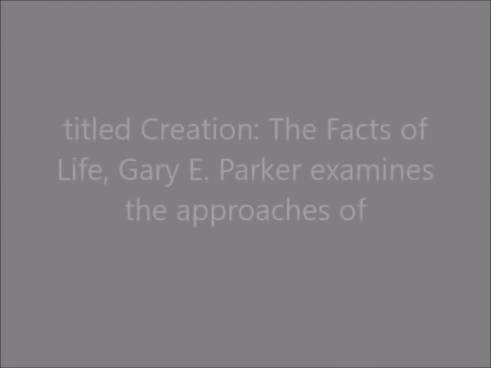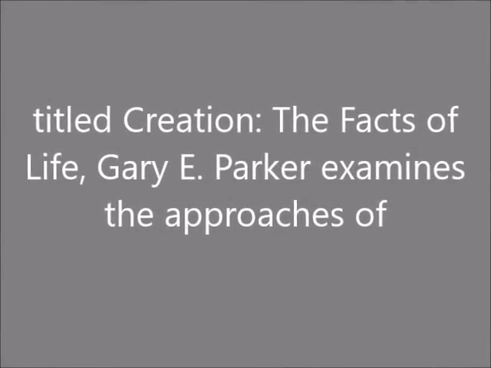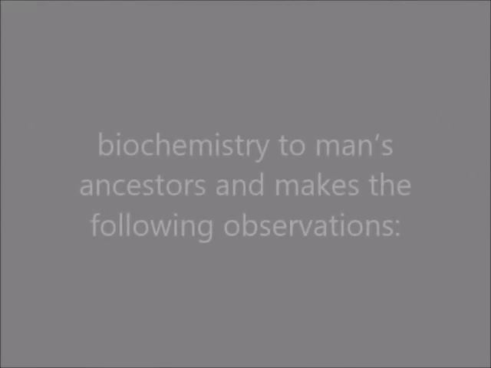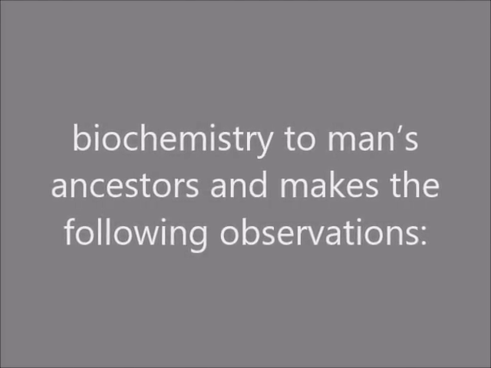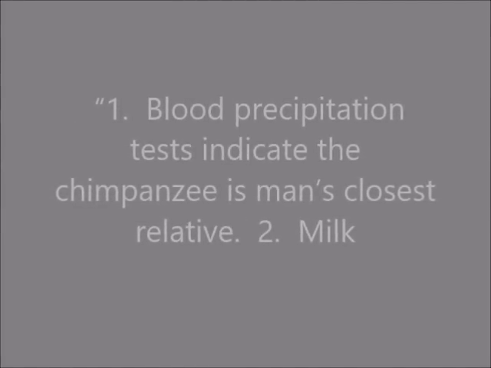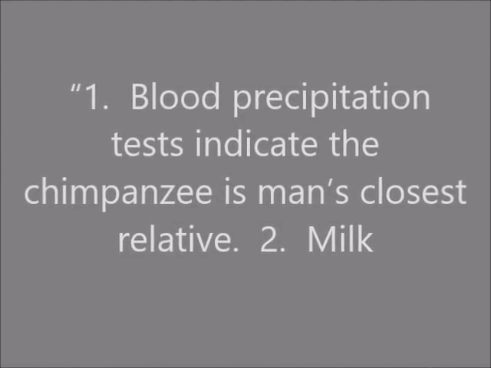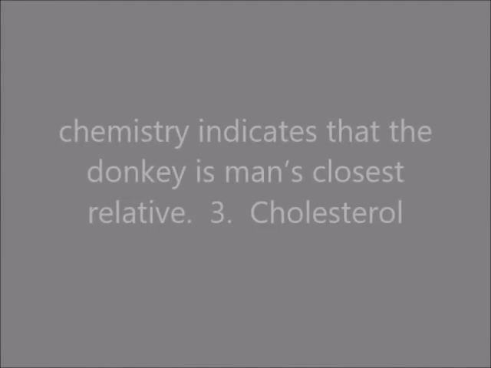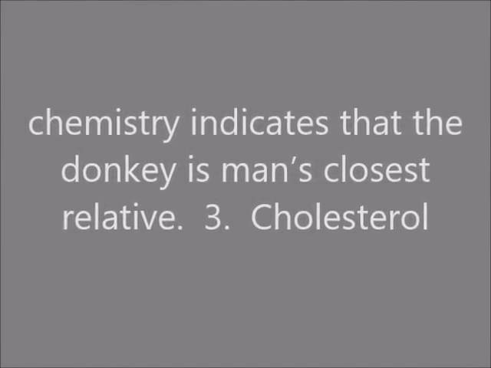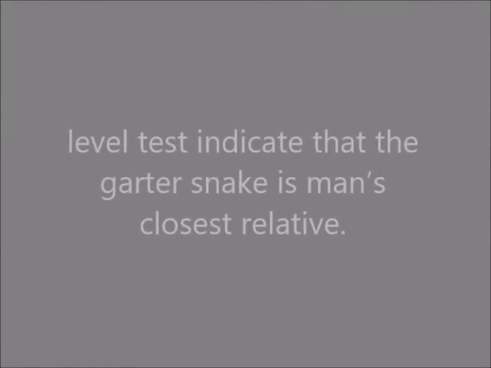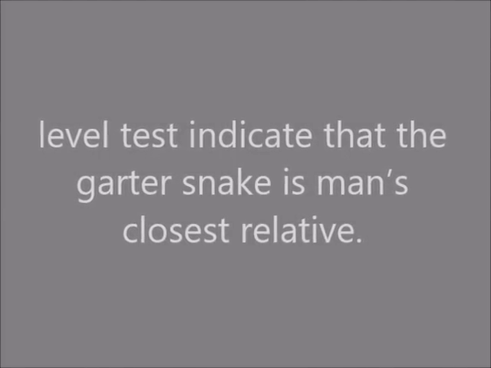In a book titled Creation, The Facts of Life, Gary E. Parker examines the approaches of biochemistry to man's ancestors and makes the following observations. 1. Blood precipitation tests indicate the chimpanzee is man's closest relative. 2. Milk chemistry indicates that the donkey is man's closest relative. 3. Cholesterol level tests indicate that the garter snake is man's closest relative.